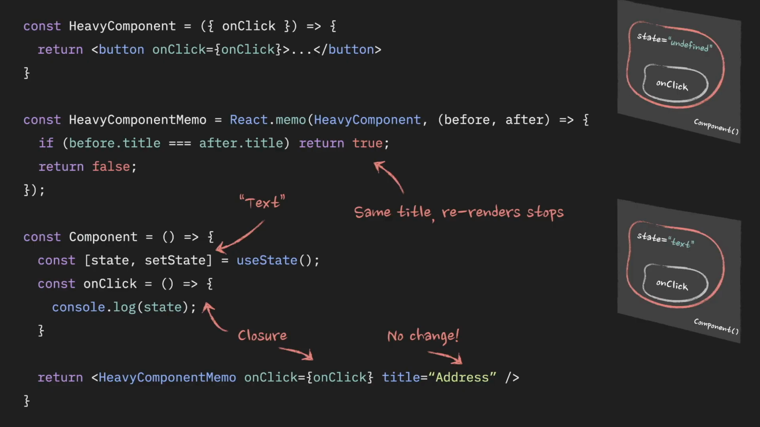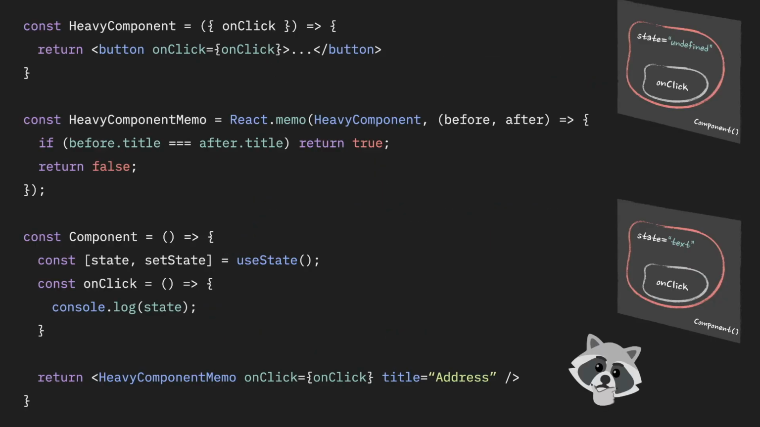However, the fact that heavy component wasn't re-rendered means that nothing inside of it was updated, including the closures coming from props. What we have still attached to the button is the very first closure with the state undefined. This undefined will be logged when the button is clicked. It doesn't matter that we recreated it in the parent component. The button inside of the heavy component never received it.